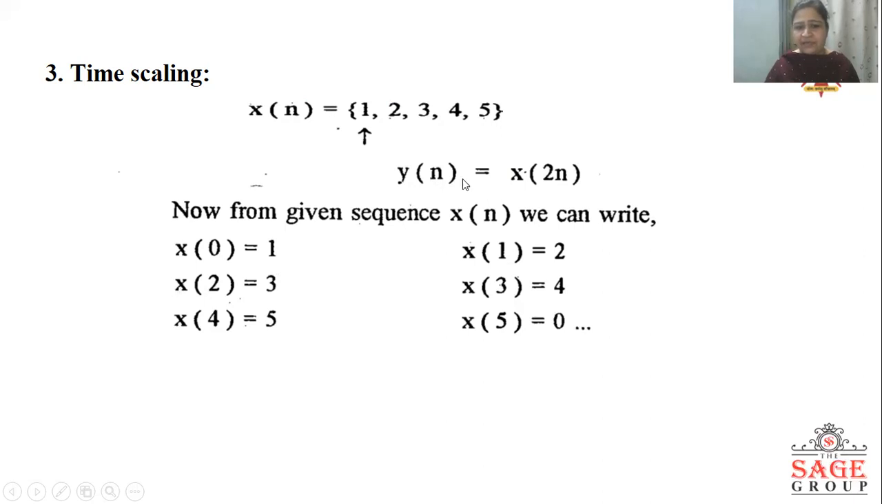0. But when I'll put n is equal to 1, that means y of 1 is equal to x of 2. That means whatever the sample which was located at n is equal to 2 in case of x[n], now it will be located at y of 1. That means it will be located at n is equal to 1 for y. Similarly, if I'll put n is equal to 2, I'll get x of 4. That means y[2] is equal to x of 4. Similarly, y[3] will be at x of 6.